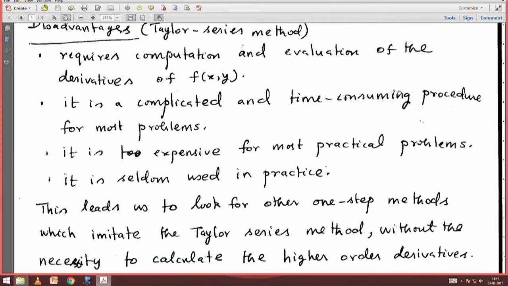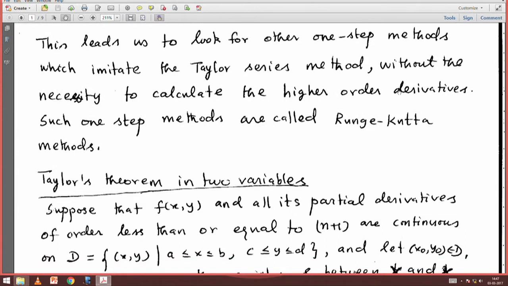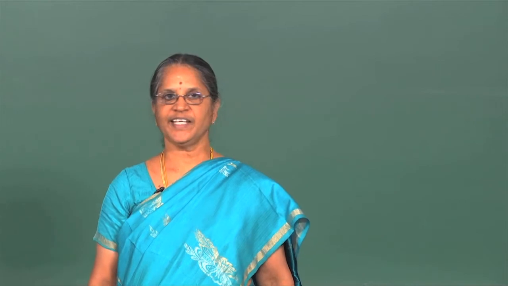carry out the details. So, as I said earlier, this leads us to look for other single step methods which imitate Taylor series method without the necessity of computing higher order derivatives. Such methods are Runge-Kutta methods. They mimic the Taylor series method. Let us see how, and then derive Runge-Kutta methods of different orders.